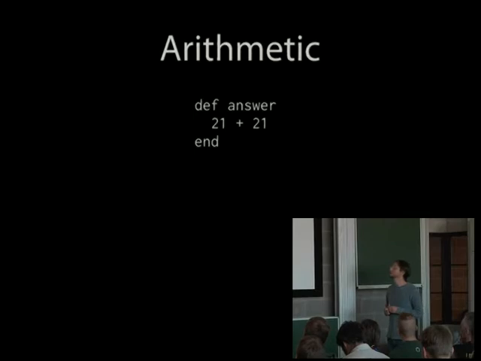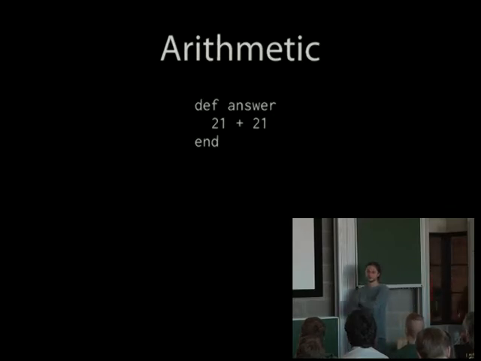Something very funny also is arithmetic operations. So here we have a method that returns 21 plus 21, which is the answer to all questions in the world. In Ruby, everything is a method, so here we actually send a plus message to 21, and we pass only one argument, which is 21. This is the same as doing 21.plus(21). Normally we should actually send a message here, but in RubyMotion, because arithmetic operations are very common, especially for iOS development, we wrote an optimization.